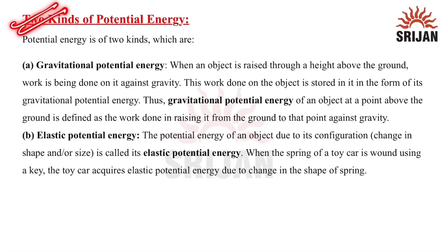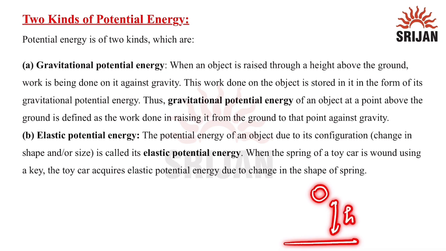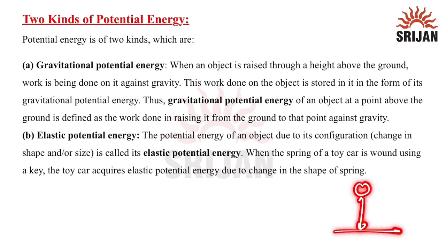In this video, we will learn about the two kinds of potential energy, that is gravitational and elastic potential energy. Now, when an object is raised through a height h above the ground, work is being done on it against gravity. This work done on the object is stored in the form of potential energy we know as gravitational potential energy. Thus, we can say that the gravitational potential energy of an object at a point above the ground is defined as the work done in raising it from the ground to a point against gravity.